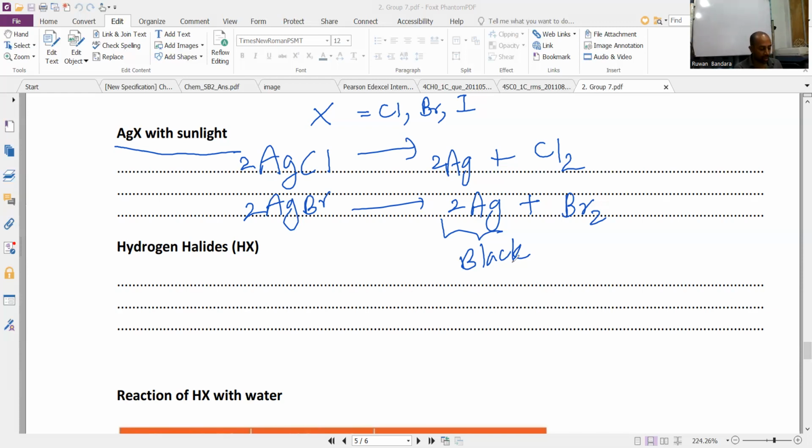Hydrogen halides. Next one, hydrogen halides, HCl. What notes we wrote yesterday is giving us the pairs.